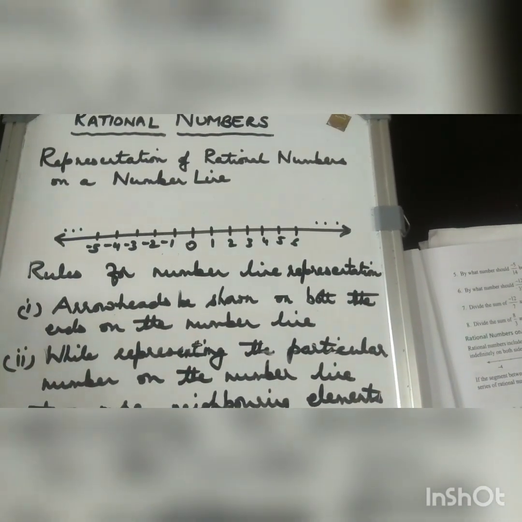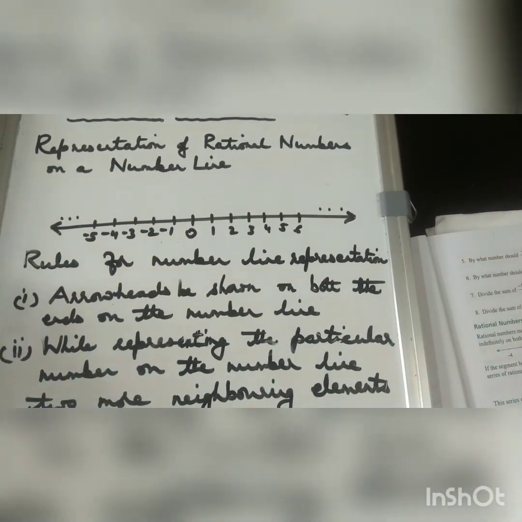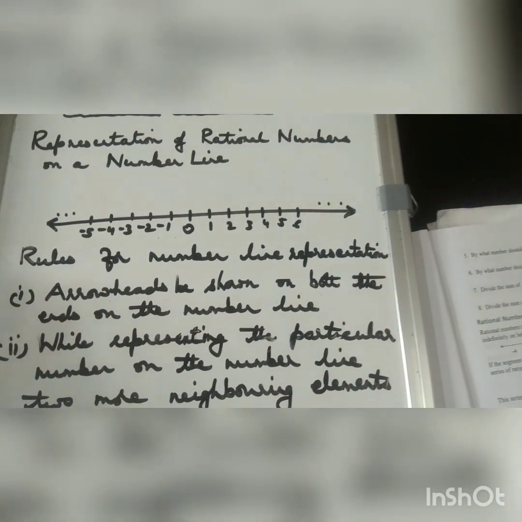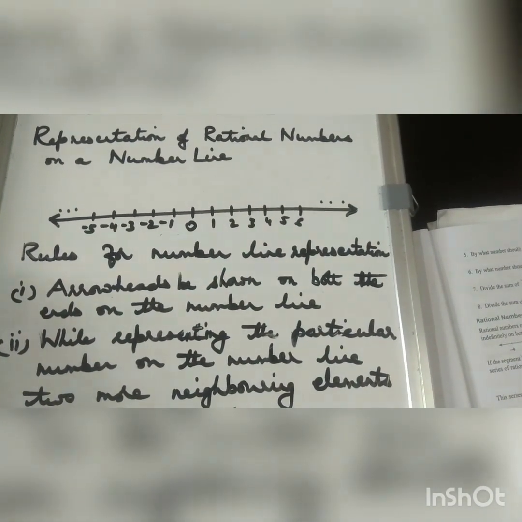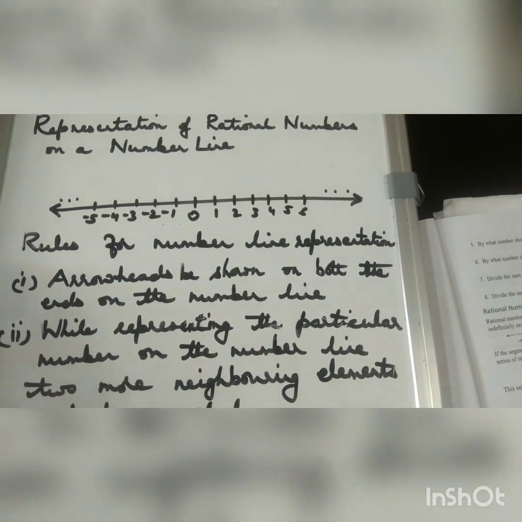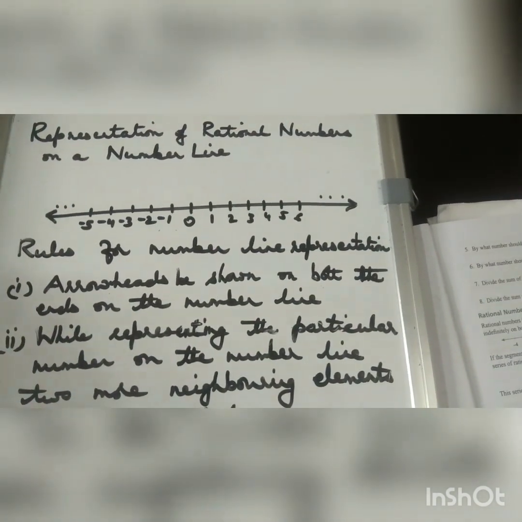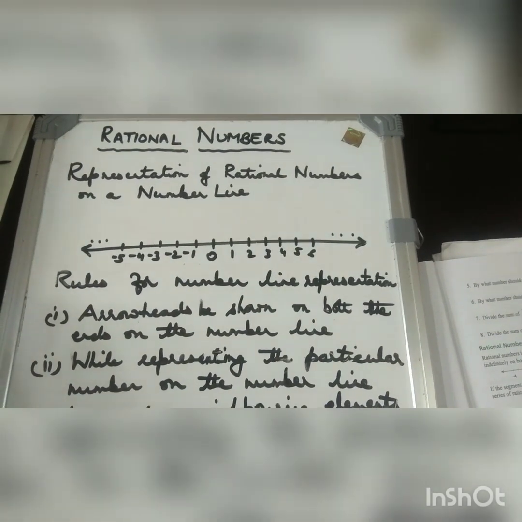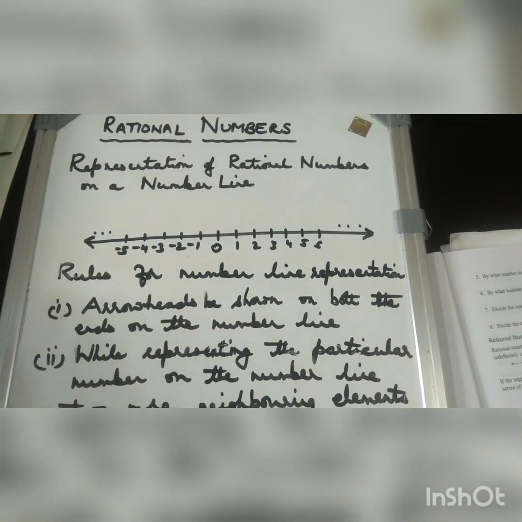Few rules are there. First and foremost, always draw the number line with pencil. Second thing, arrowheads must be shown on both the ends of the number line. Sometimes children forget, so please make it a point to put the arrowheads on both ends of the number line.